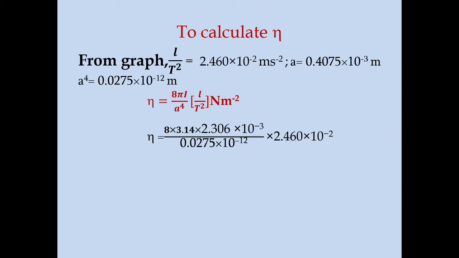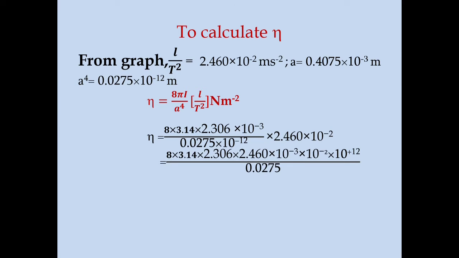So eta is 8 into 3.14 into 2.306 into 10 power minus 3, divided by 0.0275 into 10 power minus 12, and the L by t square value is 2.460 into 10 power minus 2. Then separate all the numbers and powers. We get 8 into 3.14 into 2.306 into 2.460, and separating the powers gives 10 power minus 3 into 10 power minus 2, and the 10 power minus 12 in the denominator goes to the numerator as 10 power plus 12. The whole thing is divided by 0.0275.